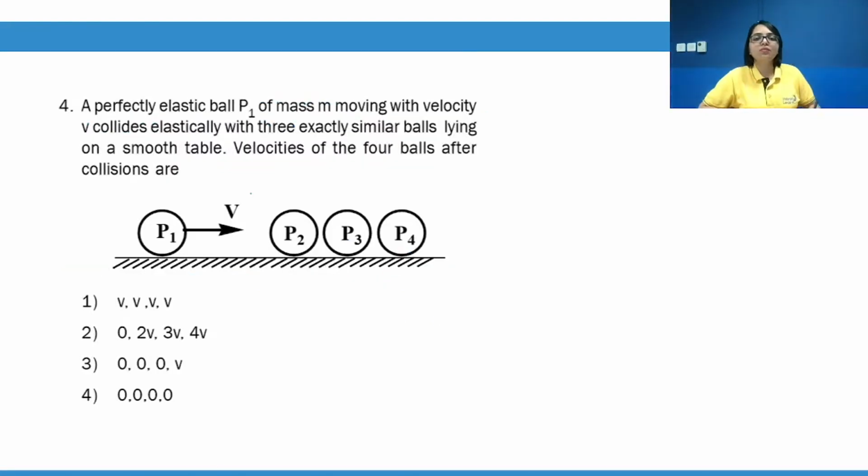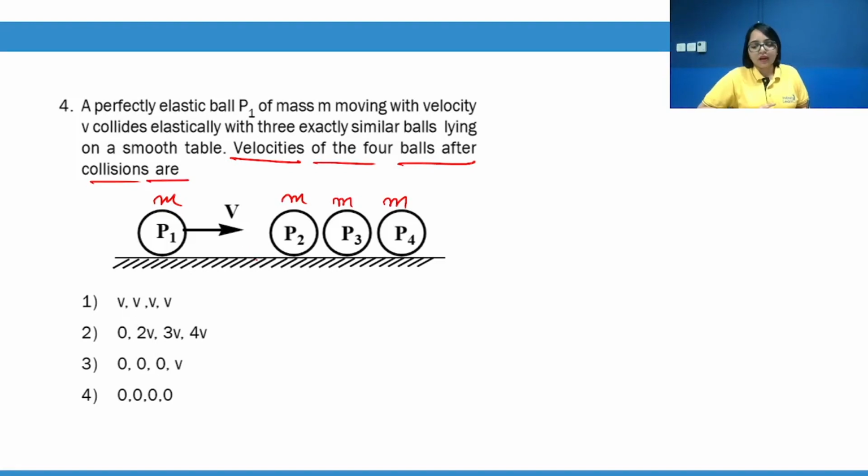So yes, for sure, the total momentum of A and B is constant, which is option 4. Next one is question number 4. A perfectly elastic ball P1 of mass m moving with velocity v collides with 3 exactly similar balls lying on a smooth table. That means these 4 balls are identical balls, and the nature of the collision is elastic. So we need to find the velocities of the 4 balls after the collision.